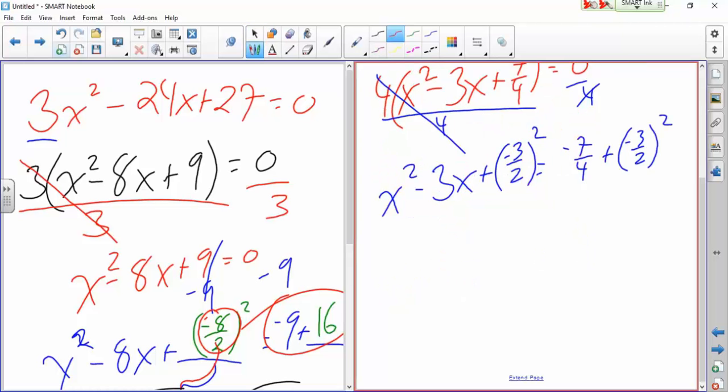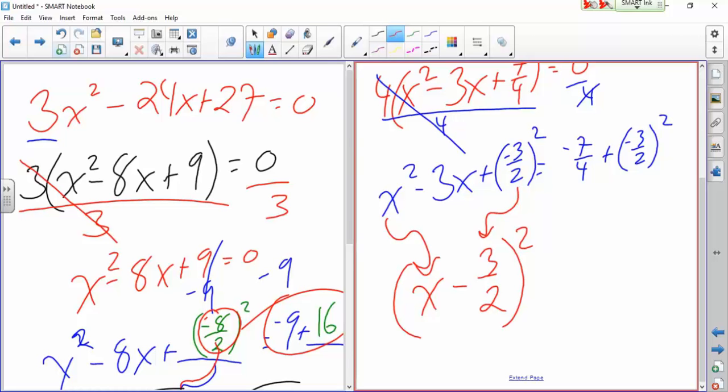Something to do with arrows, I think. Oh, you drop down the x squared and negative 3 over 2. Is everybody okay with this? All right. What is negative 3 over 2 squared? Like, what's negative 3 times negative 3? Positive 9. Positive 9 over 4, and then I was adding that to 7/4. Is everybody okay here? What do we get?